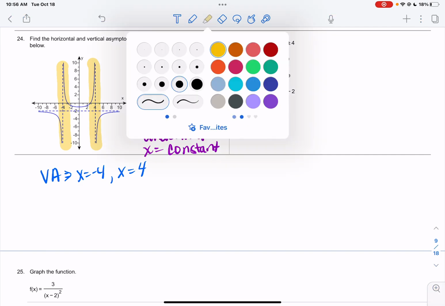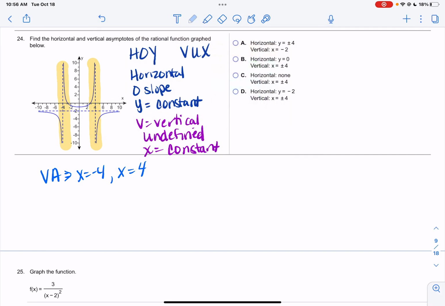Our horizontal asymptote is the horizontal line that goes through -2 on the y-axis, so it's in the form of y equals -2. And that corresponds to answer D.